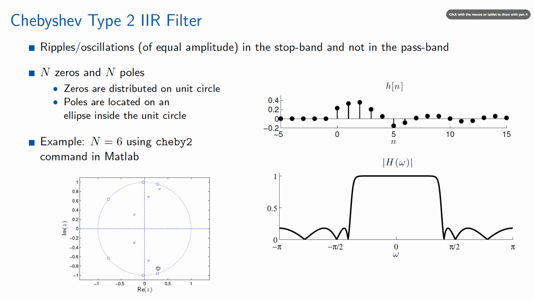The zeros are on the unit circle, and again, you see that the poles are on an ellipse and inside the unit circle. And here's our impulse response. And it's interesting, if you just flip back and forth through these slides, it's very difficult to tell these filters apart by the impulse response. It's very easy by looking at the frequency response.